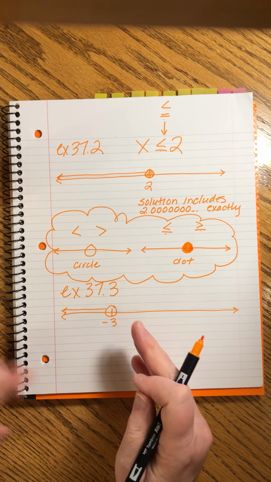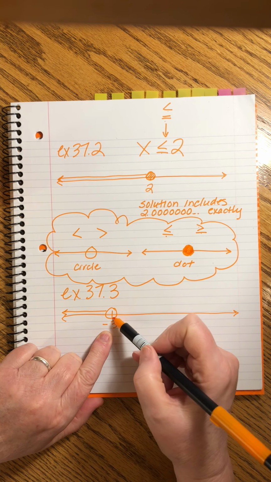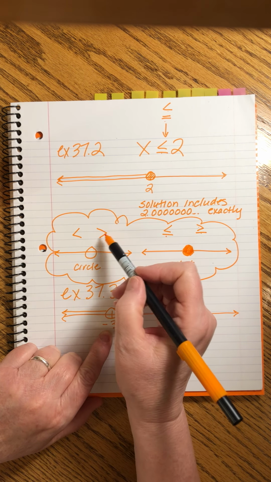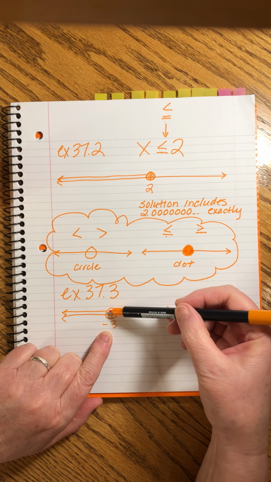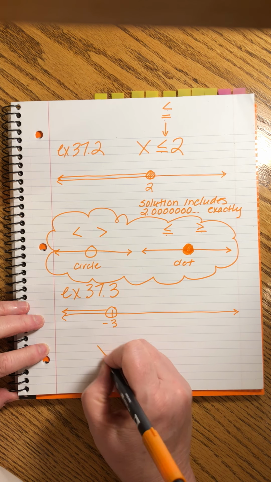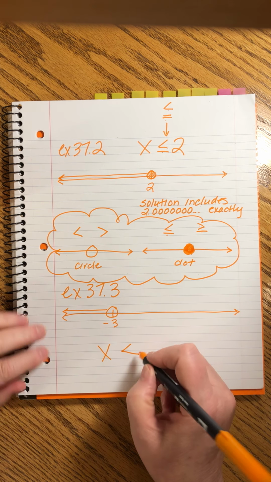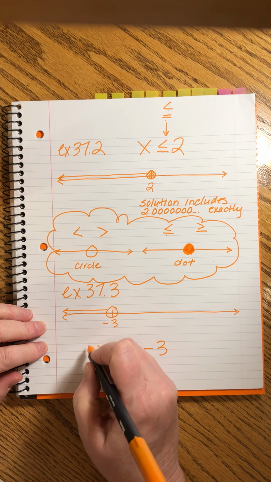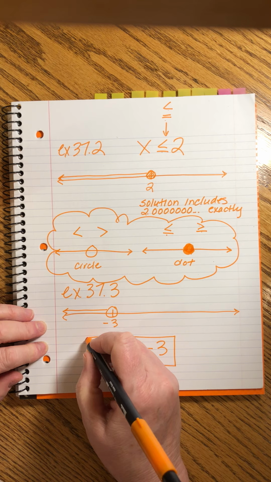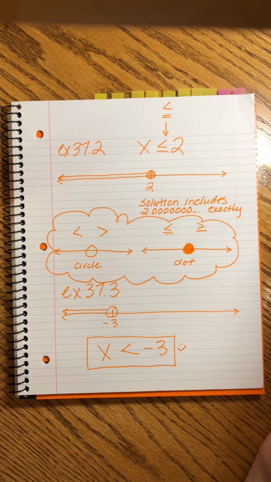Okay, so we see that our solution does not include -3, so we know it's one of these two. It's an open circle, so it's got to be one of these two. And we can see that it's going to the lesser side, right? So we know that x is less than, not equal to, only less than, because of the open circle, minus 3. That is our answer. Let me just check, because you know, sometimes I do crazy things. That's correct. All right, that is all there is to lesson 37.